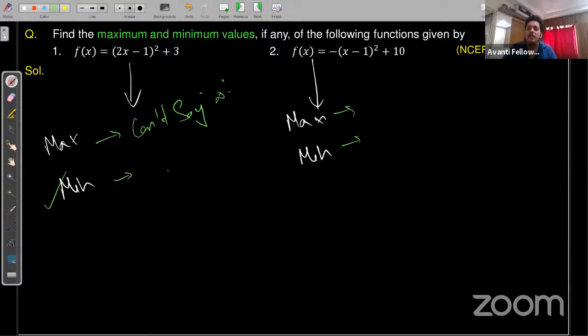What is the minimum value? This one you can say. What could be the minimum value of the first one? What is the least value of this whole square? A whole square is always positive. What could be the least value? It is 0. So the minimum value is 0 plus 3, which is 3. Very good guess. Excellent, Naveen, Ashit, Sujan, Suraj and Rajamma. Correct. Understood? So the minimum value is 3.